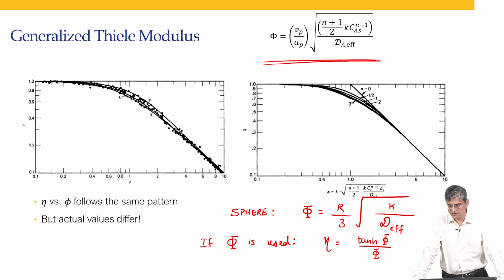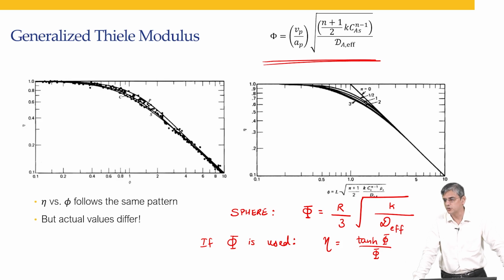First order reaction in a slab, V by A is nothing but L. The stuff in the brackets is k divided by D. So, our capital phi is exactly equal to small phi, and the eta expression is exactly equal to the eta expression that was derived. Okay. So, for a slab using generalized Thiele modulus or the original Thiele modulus, you are going to get the exact same result.